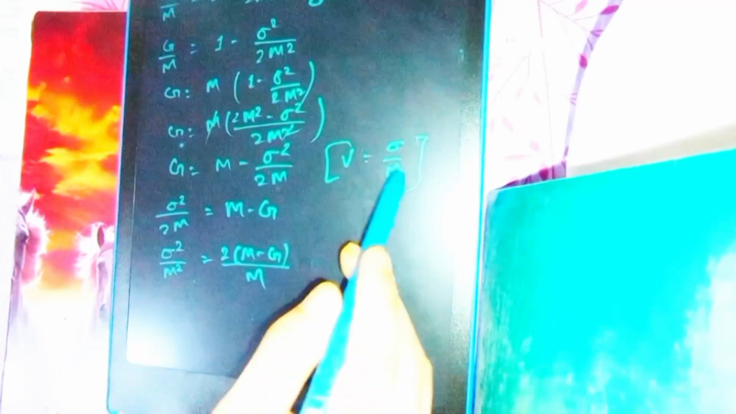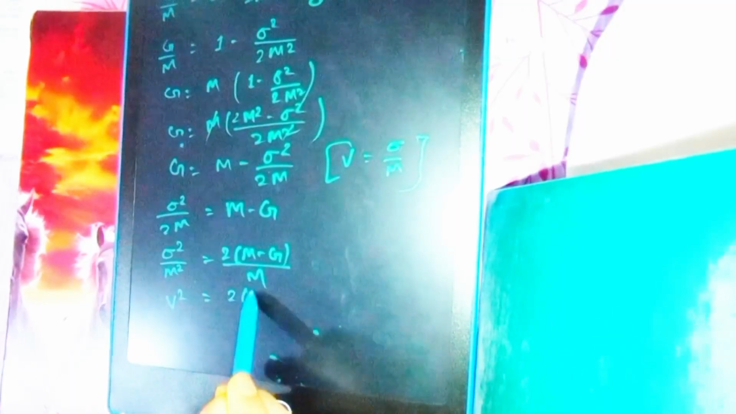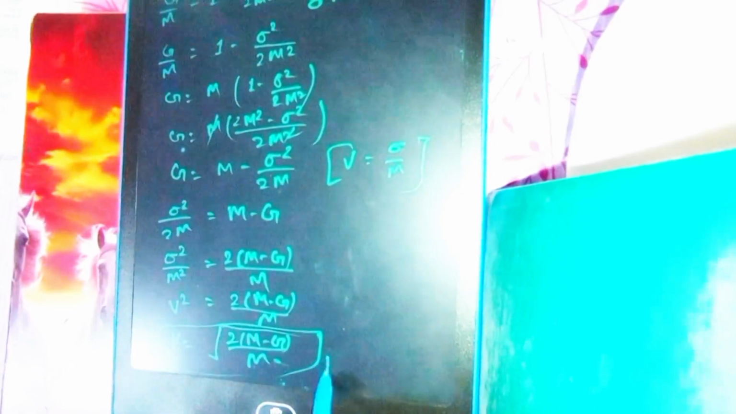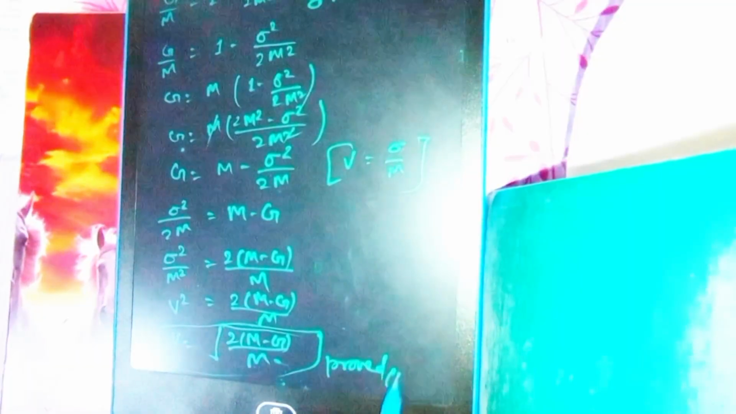We can do this, and sigma square by m square means v square from this relation, and this will be equal to 2(m minus g) by m, and this means v equals root of 2(m minus g) by m, and this is what we had to prove, and we proved. Okay, thank you.